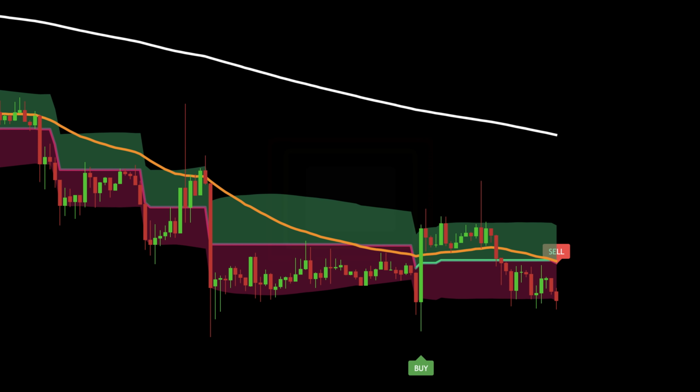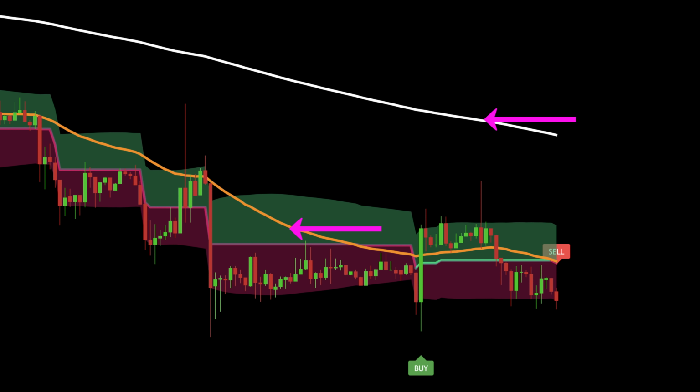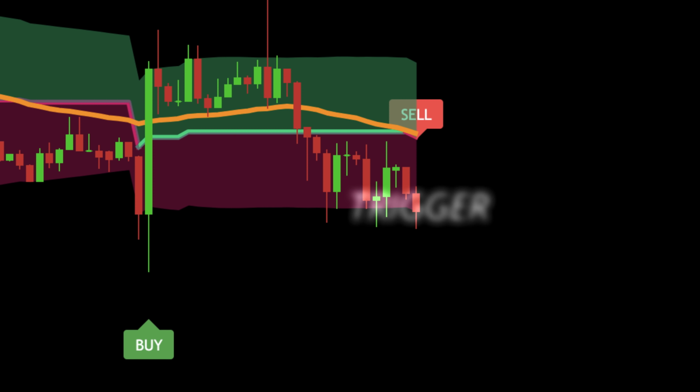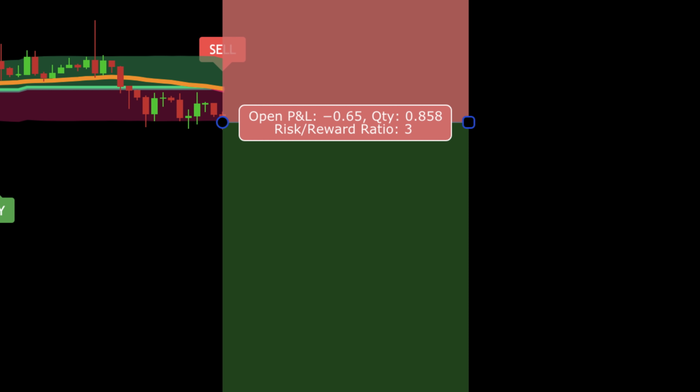I am going to show you one more quick short example. The 200 EMA is above the 50 EMA. We have a VuManChu swing free sell signal. This is our trigger candle. The stop is placed at the 200 EMA and the target is 1 to 3. And the final example hits the target.